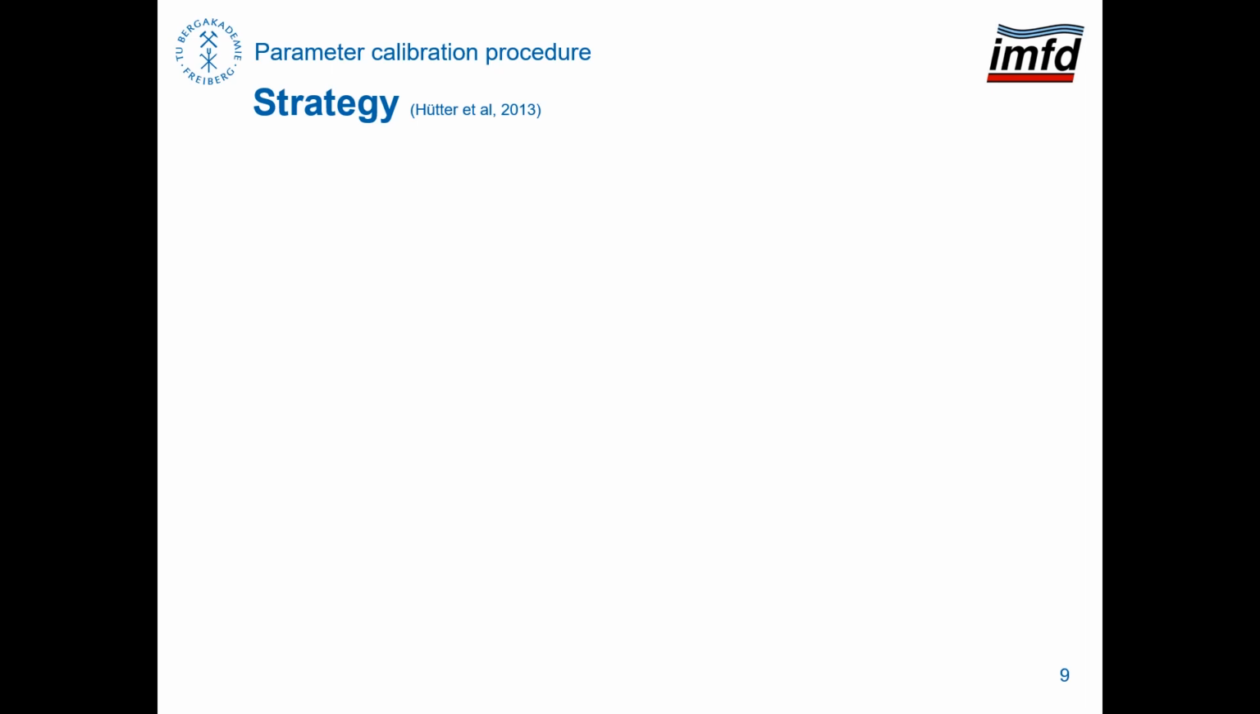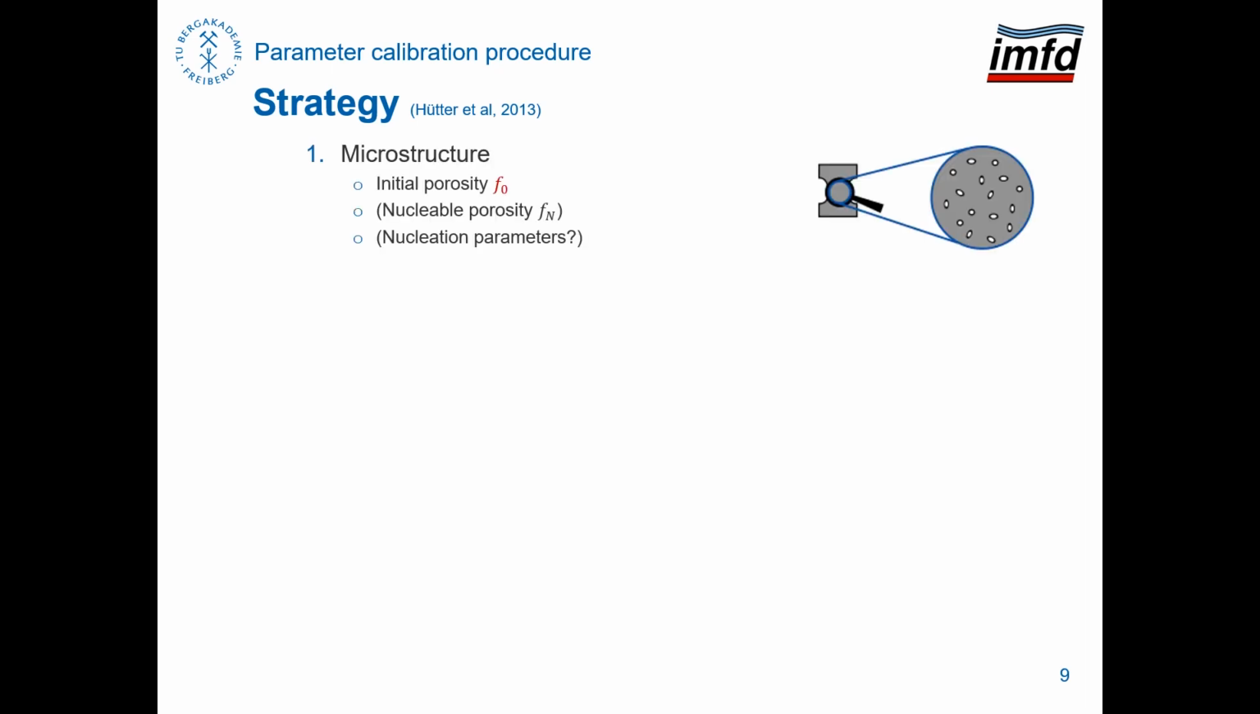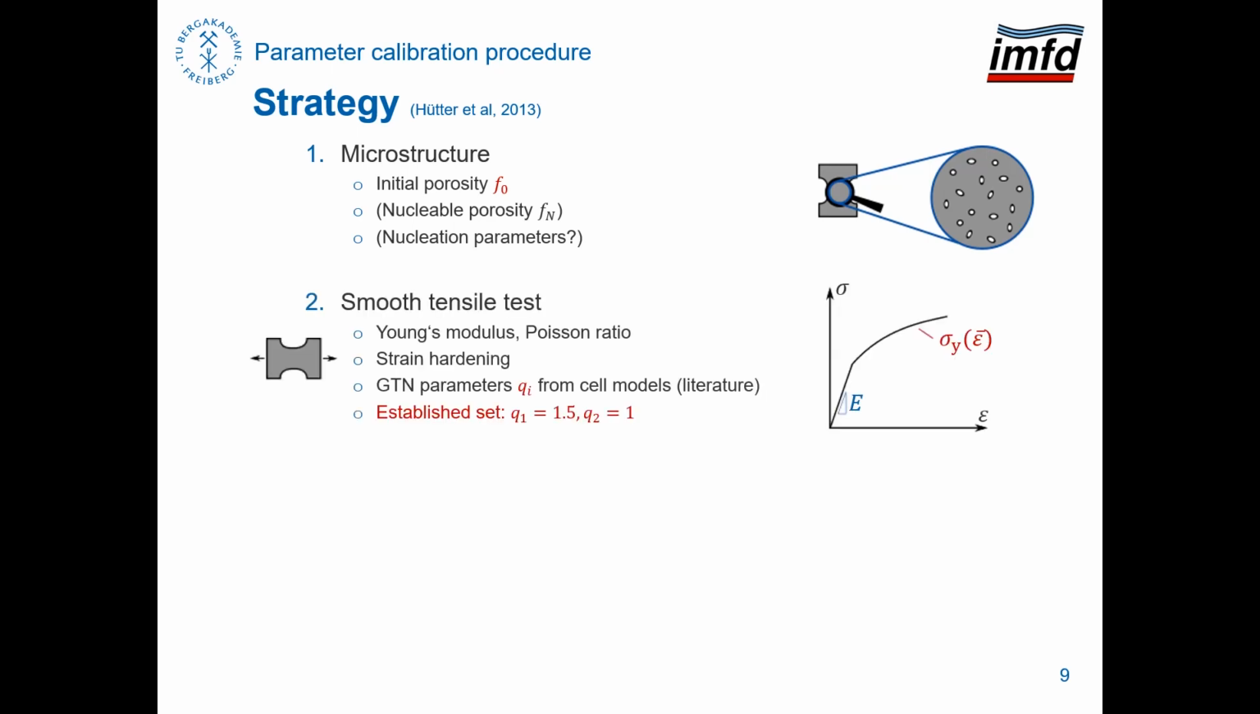A general roadmap has already been proposed by Fütter for the specific non-local GTN model. 3 steps are considered. From the microstructure, the initial porosity F0 can be extracted. The same is maybe possible for the void volume fraction due to nucleation, but that isn't considered here. A smooth tensile test is primarily used to find an appropriate strain hardening law. For different types of hardening, cell model calculations have been used in many previous studies to fit Q parameters. The set Q1 = 1.5 and Q2 = 1 seems to be an established choice for steels with moderate hardening, which is also utilized in our study.